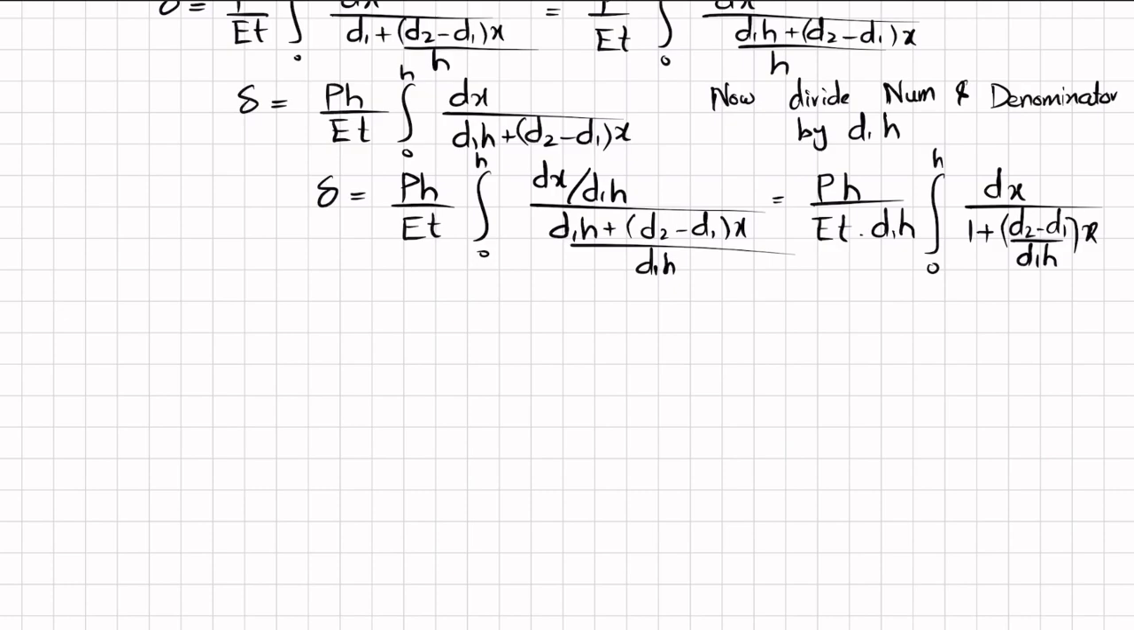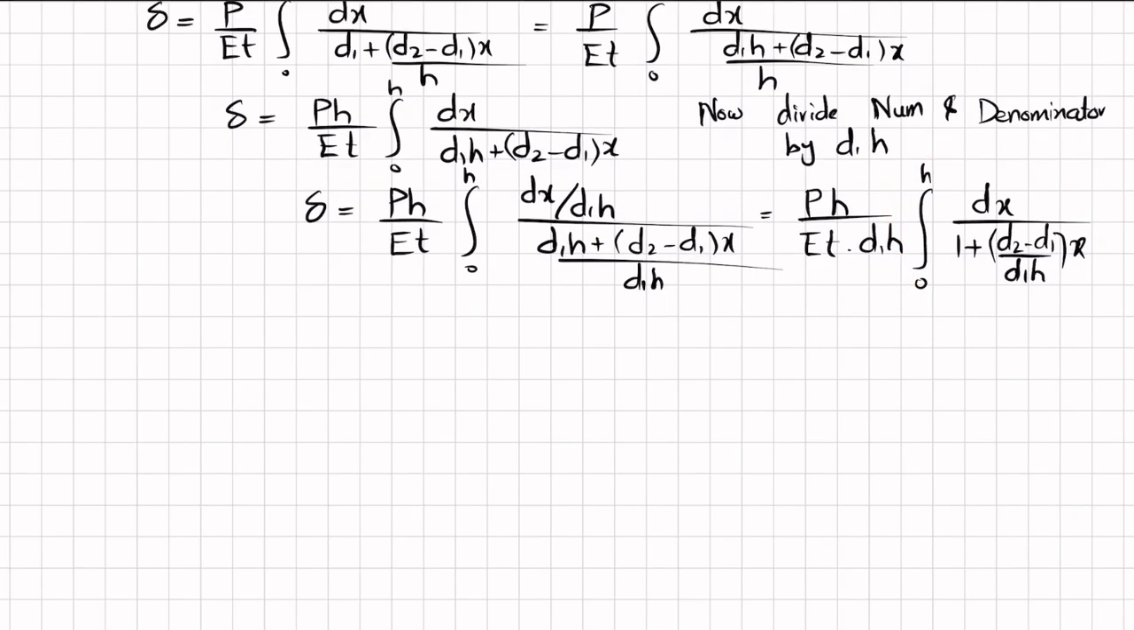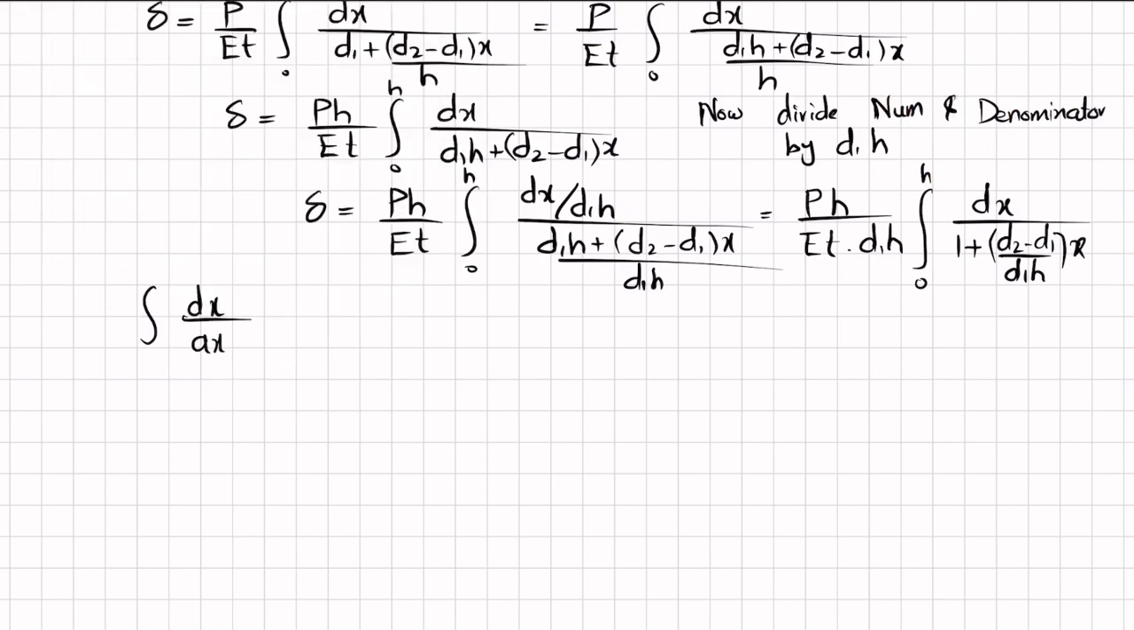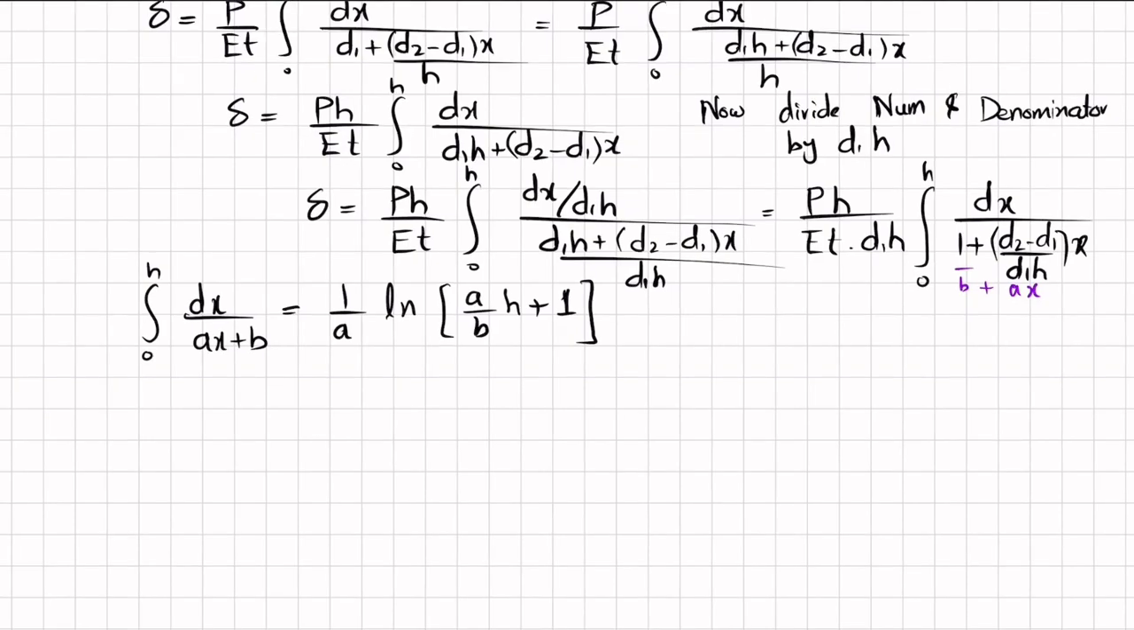Now this integral, we have to find out. So from mathematics we know that we have a formula like this: if we have integral of dx divided by a into x plus b, with the integral from 0 to h, it will be equal to 1 over a into ln of a divided by b into h plus 1. So this is the general formula. Now we will equate it with this. You can see that here, let this be b, and this d2 minus d1 over d1 h is equal to a. So this will be equal to dx divided by ax plus b, which is the same.